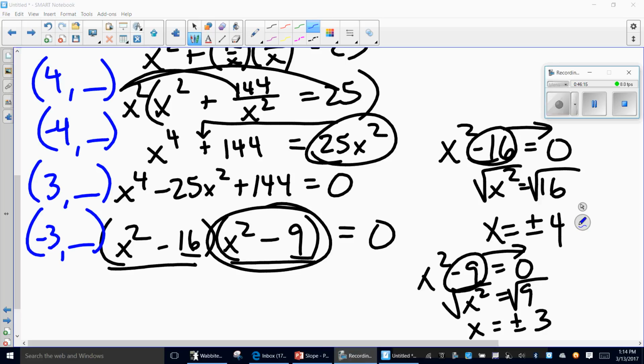For this, when you plugged in, any questions? When you plug in 4, you come out with 3. When you plug in -4, you come out with -3. When you plug in 3, you come out with 4. And when you plug in -3, you come out with -4. My question is, do you want to see it in your calculator?